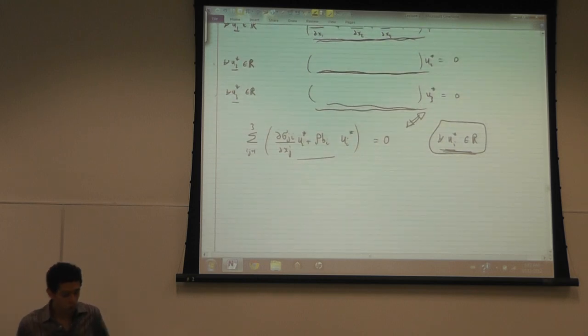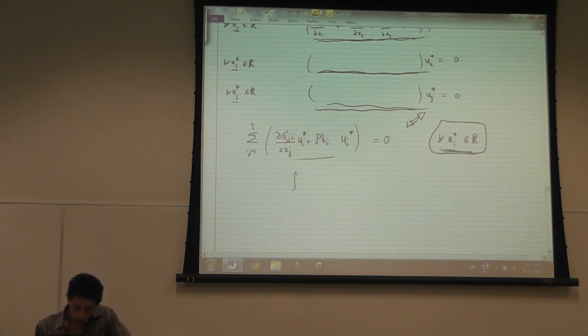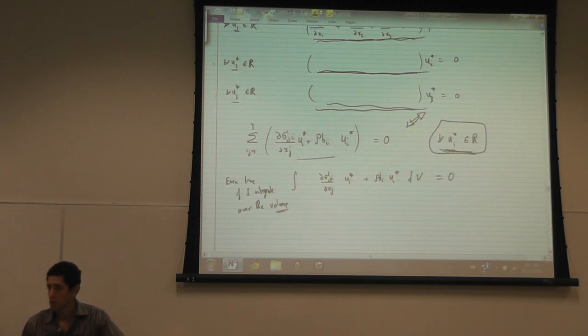Now this is even true if I integrate. It will still be equal to 0. I'm going to add partial sigma ji by partial xj u i star plus rho b i u i star, integrated over the volume of the object. This is still equal to zero. I'm integrating zero, so I'm still getting a zero.